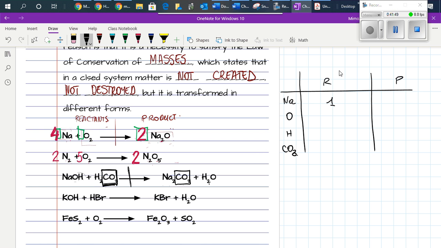Okay, so on the reactant side, we have 1 sodium, 1 oxygen, and then we have 1 hydrogen here and 2 hydrogens here, so that will be 3, and 1 carbonate. On the product side, we have 1 carbonate as well, 2 hydrogen, 1 oxygen, and 2 sodium. Okay, so I will leave it up to you. How can you balance it?